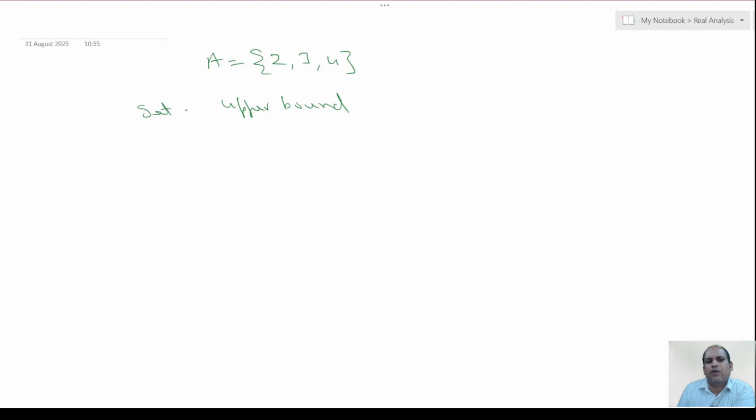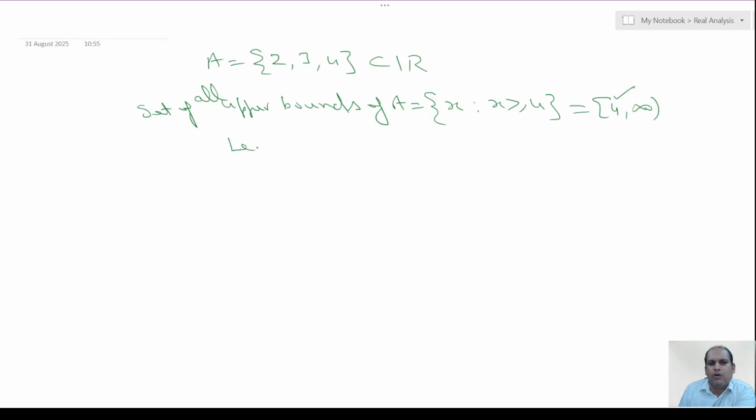So, I can write the set of all upper bounds of A as the collection of all those x such that x is greater than or equal to 4, a subset of R. This means I can write it as 4 to infinity. Now, the least upper bound among all these upper bounds is 4. So, the least upper bound of this set A is 4, and this is also referred to as the supremum by various authors, the supremum of the set A. So, this one is the example.